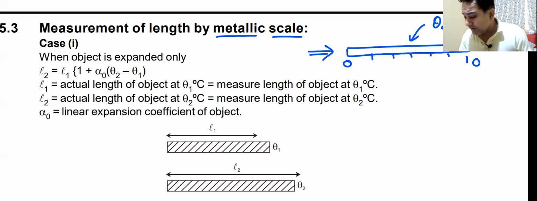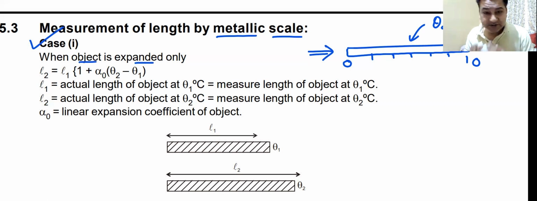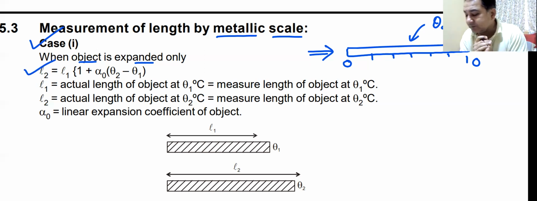Now in these notes, whenever you get them, they have given different cases of different questions that can come on this. I'll not go into all those cases because they may not be of much importance to us. For example, case number 1 is the case when the object only gets expanded and the scale does not expand. In that case, the only change is in the length of the object itself, and you can find out the final length of the object. Yes or no? Yes, sir.